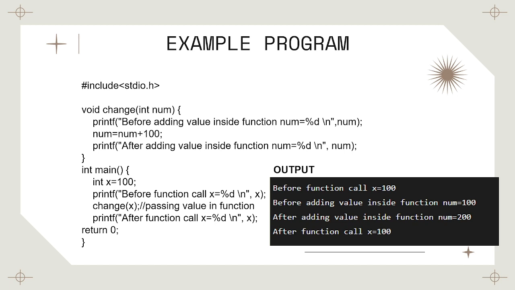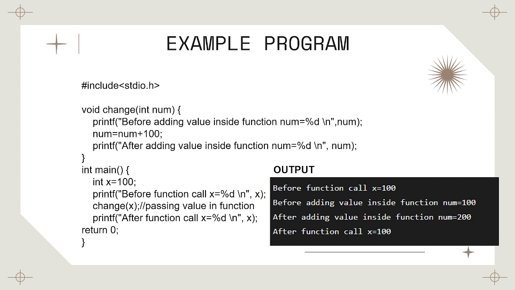So this is an example program on call by value. In the main function, we have initialized the value of x to 100 and we have printed x before calling the function, so that is nothing but 100. Now we call a function with the name change and we are passing an argument x. When you pass the argument x, the value 100 is being passed to the change function.